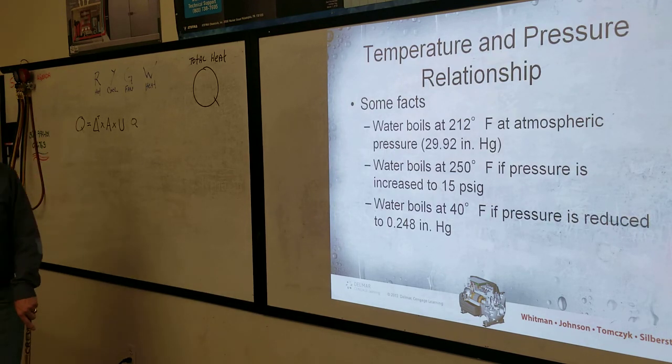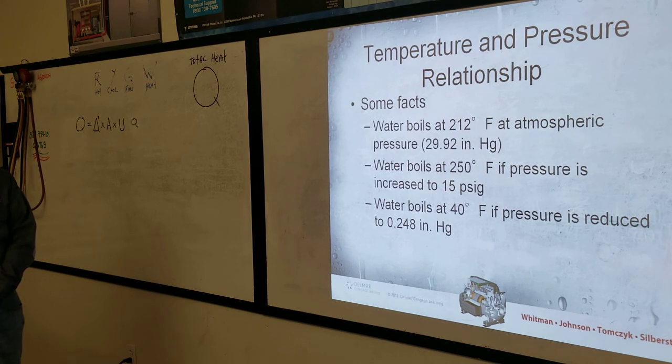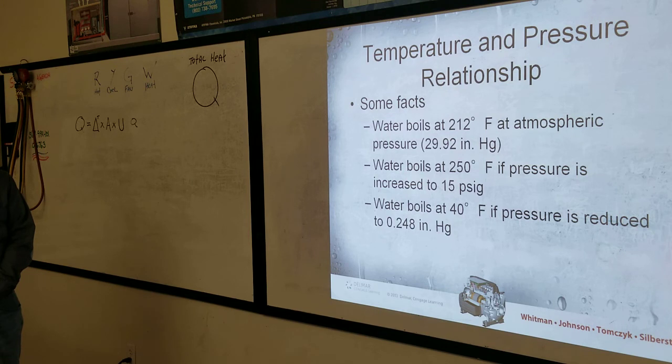Temperature and pressure relationship, some facts. Water boils at 212 degrees Fahrenheit at atmospheric pressure, 29.92 inches of mercury. Water boils at 250 degrees Fahrenheit if pressure is increased to 15 psi. Water boils at 40 degrees Fahrenheit if pressure is reduced to 0.248 inches of mercury.